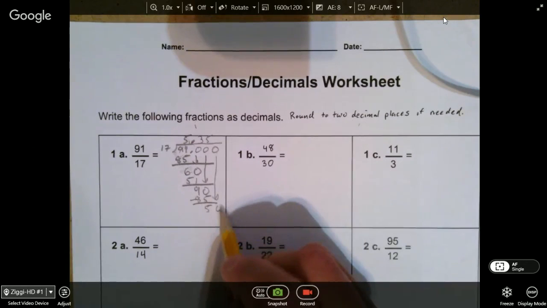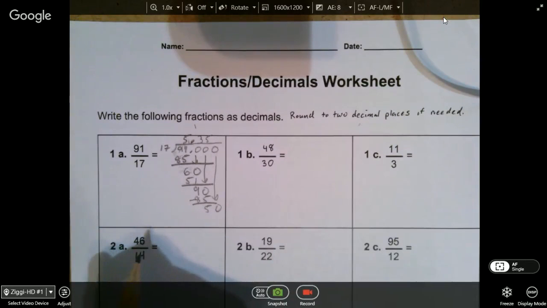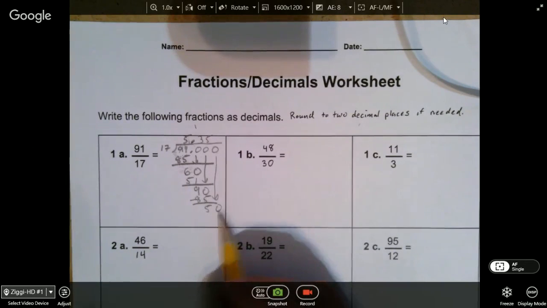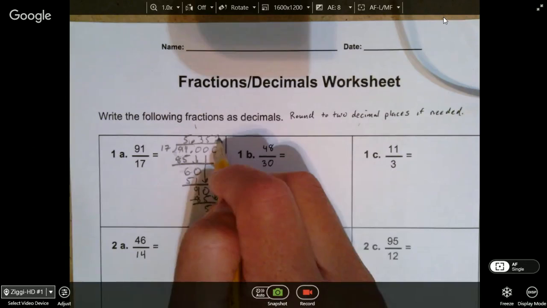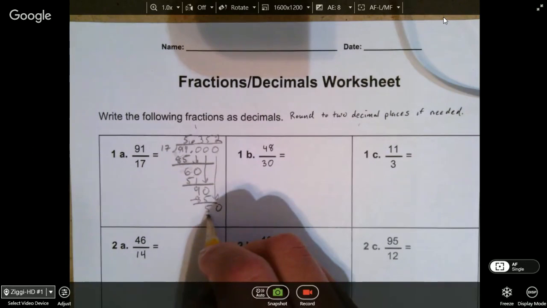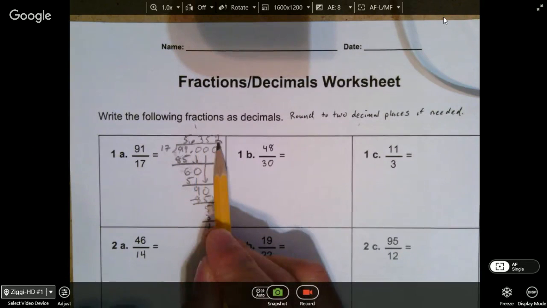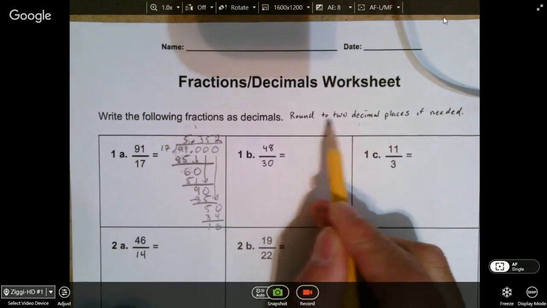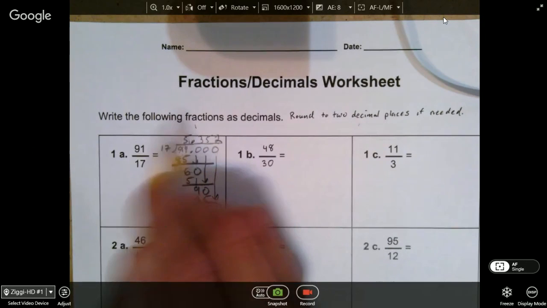Bring down the 0. 17 goes into 50 2 times. 17 plus 17 is 34. 34 plus 17 ends up being 51. Okay, so it won't go in there that third time. So we're going to use a 2 here. 2 times 17 is 34, and our remainder is 16, which is less than the 17. So we're good. We have 3 decimal places, right? So now it says round to 2 decimal places. That third number, right, in the thousandths spot, it's less than 5. So I'm going to round down. It's 5.35.